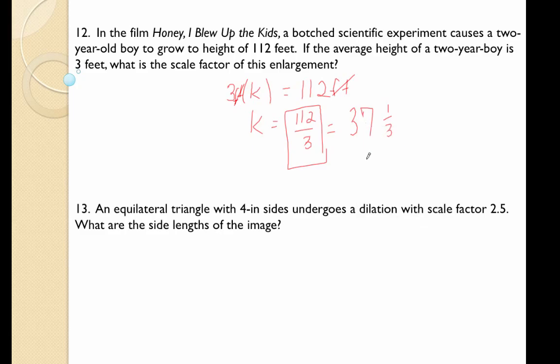If we have an equilateral triangle with 4-inch sides, and we undergo a dilation with a scale factor of 2.5, the question is what happens to the side lengths? Well, basically, in a dilation, everything about it, not the angles, but all of the measures get multiplied by the scale factor. So the area would get multiplied by the scale factor squared because it's in both directions, but any length just gets multiplied by the scale factor. So it would be 4 inches times the scale factor, and we would get 10 inches.